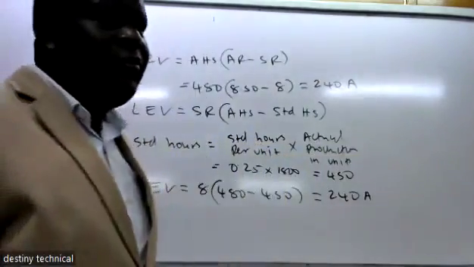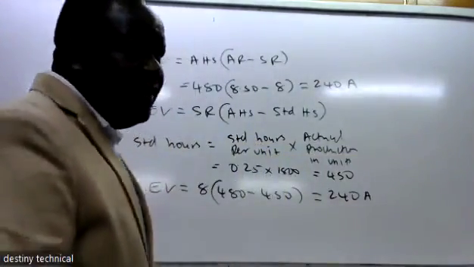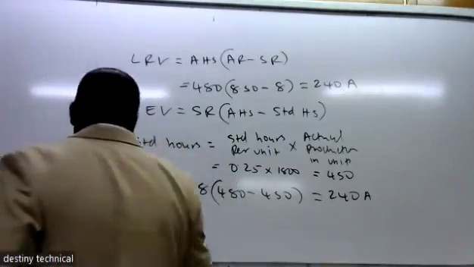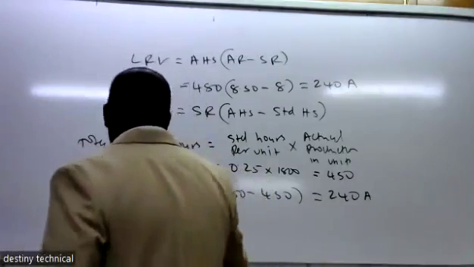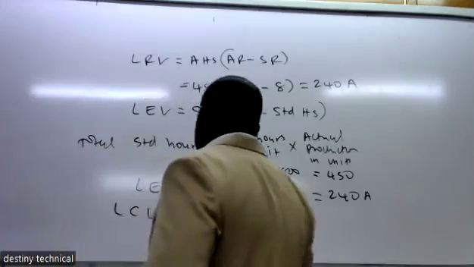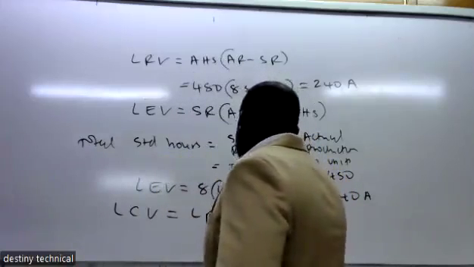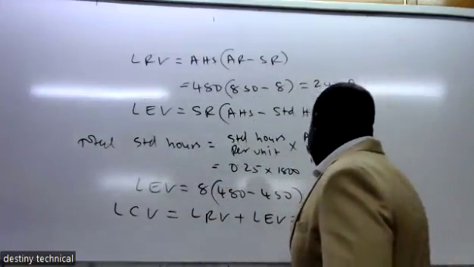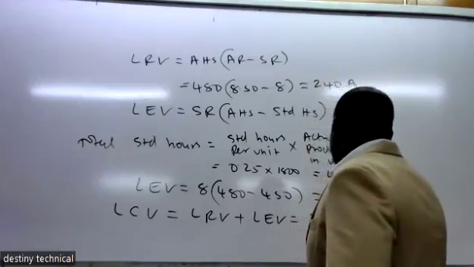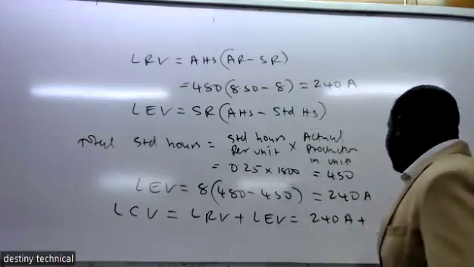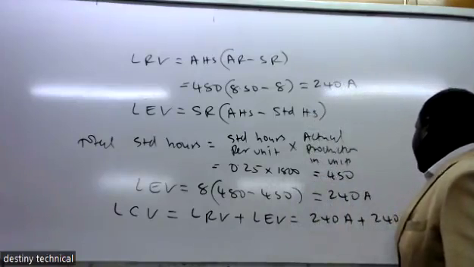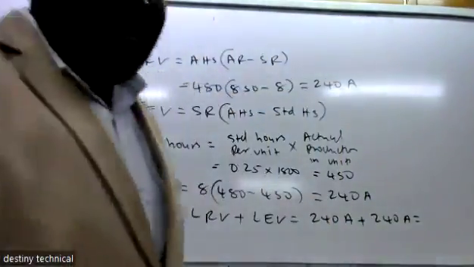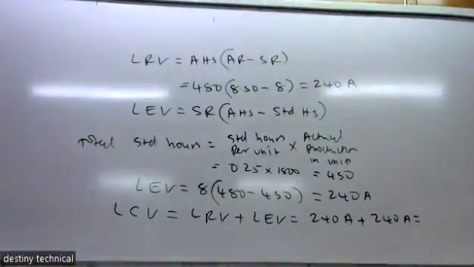Then I also like you to calculate labor cost variance. The question did not ask, but also get labor cost variance. So labor cost variance is supposed to be given by labor rate variance plus labor efficiency variance. So labor rate variance was 240, which was adverse, plus labor efficiency variance is also 240, which is adverse. When all of them are adverse, you add them together. Or also when all of them are favorable, you add them together. So just a minute.